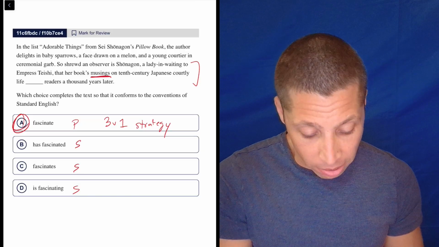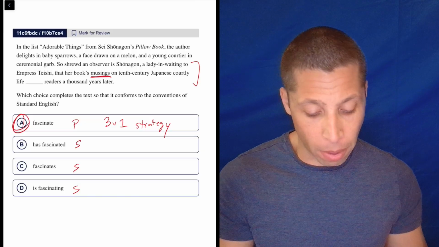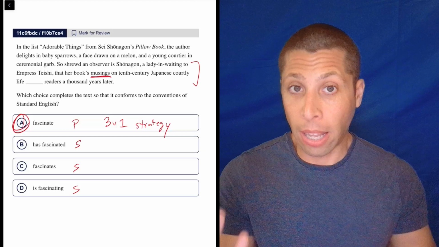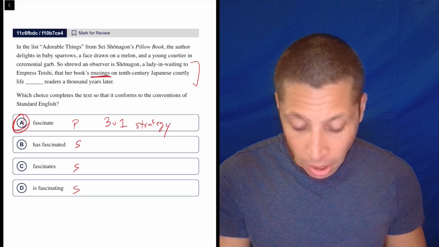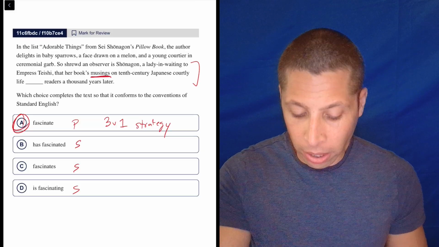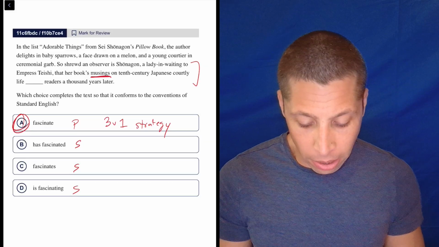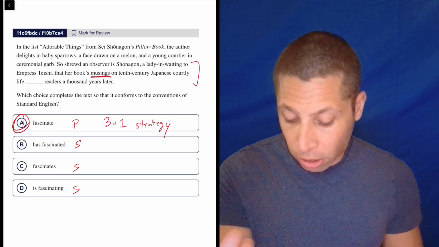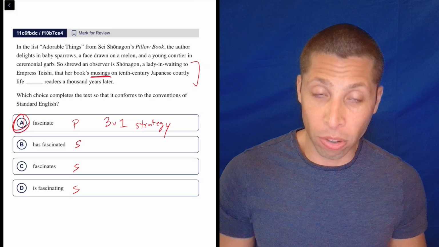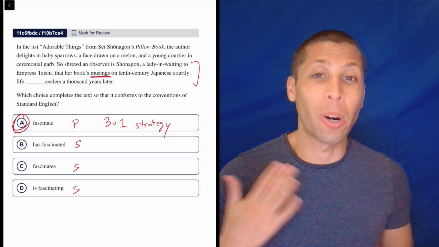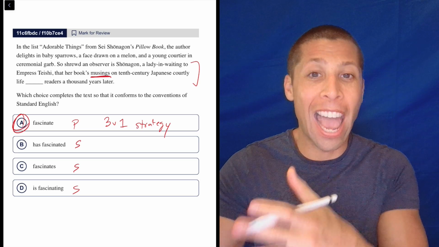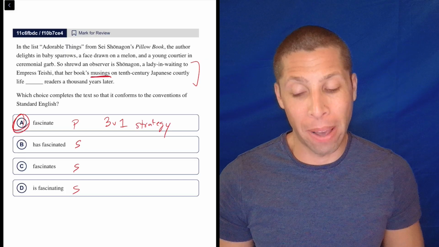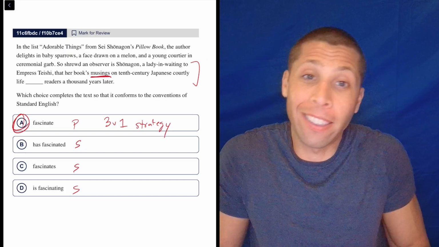So that works. And then we have the 2 people. Both of them are singular, right? So that could have distracted us as well. We could have said that Shanagan fascinates readers 1,000 years later. We could have said Empress Tishi fascinates readers 1,000 years later. There's a million versions of this sentence where other things that we're talking about would have been the subject of the sentence, the actual grammatical thing that we're talking about. But not here, not the sentence we're given.